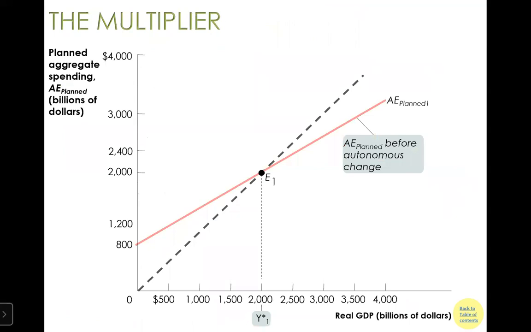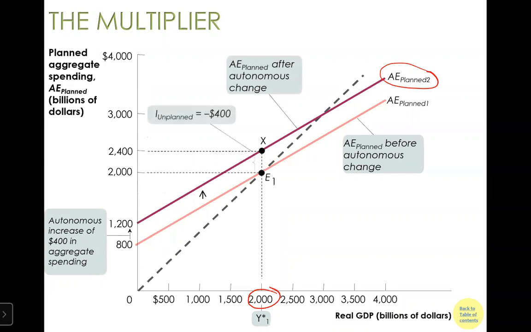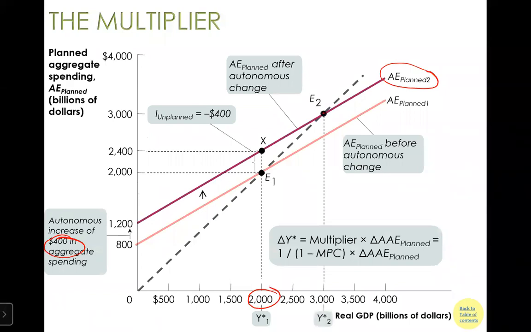So to understand that, let's just use this graph. This is the before, right? Before the autonomous change. I already showed you 2000 is going to be the equilibrium. Now we have a new aggregate expenditure function, so this curve moves up by 400. Now you can see this is going to cross the 45 degree line at a higher level.